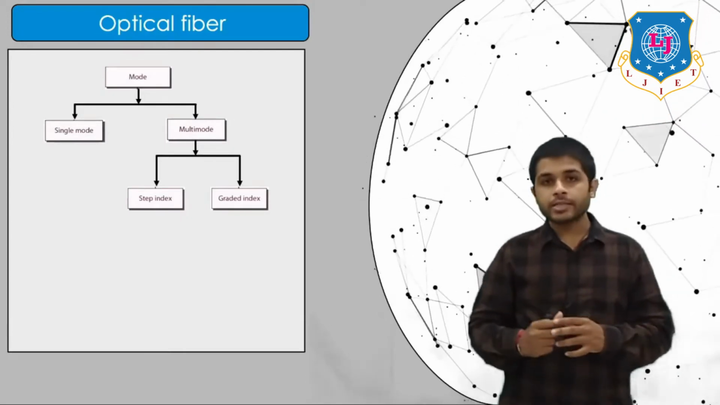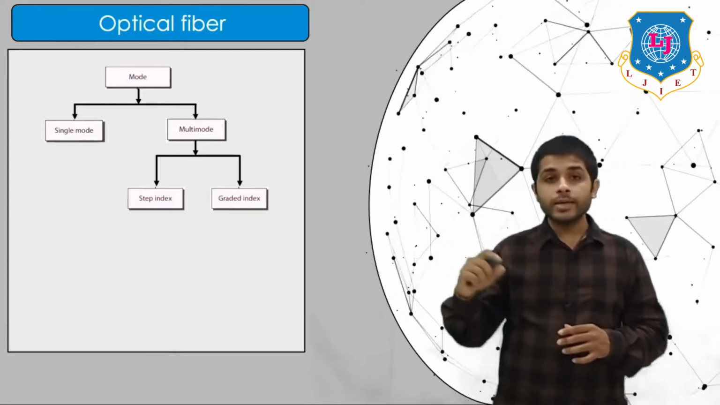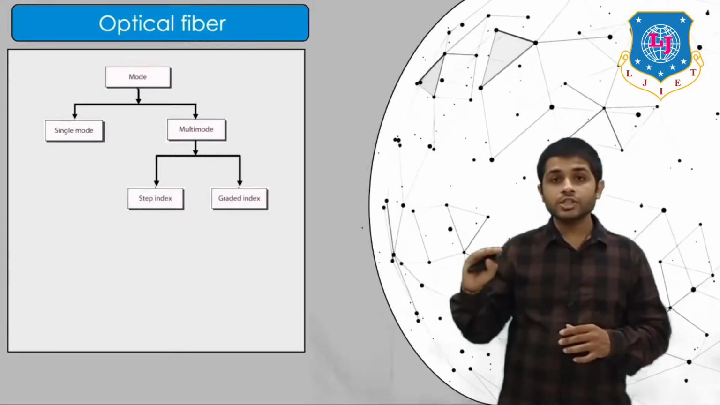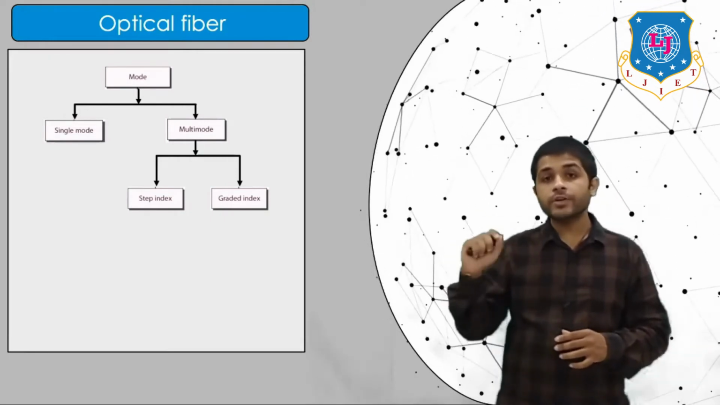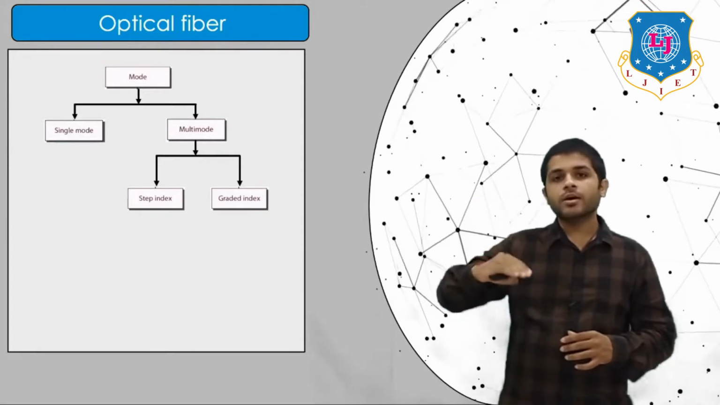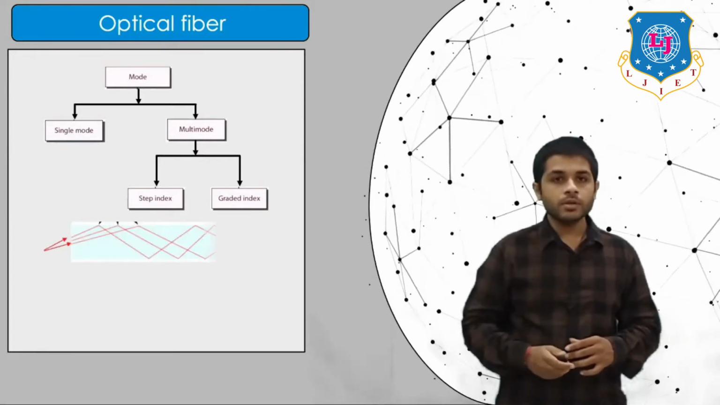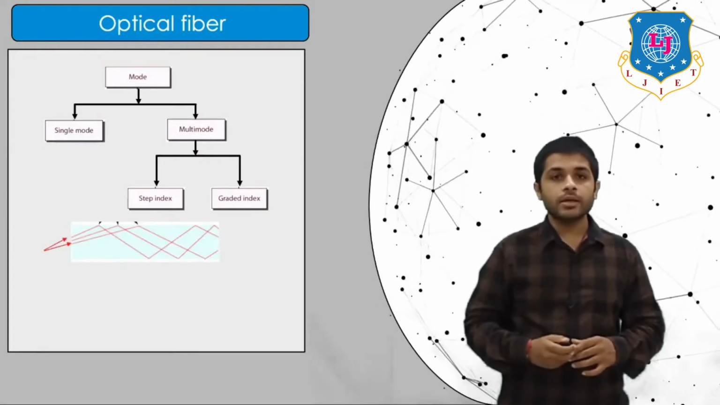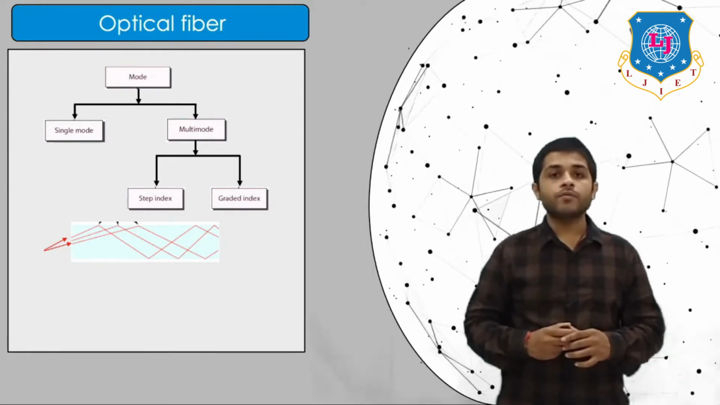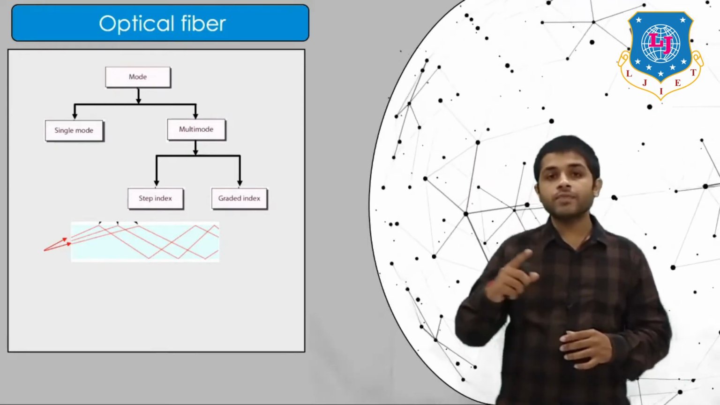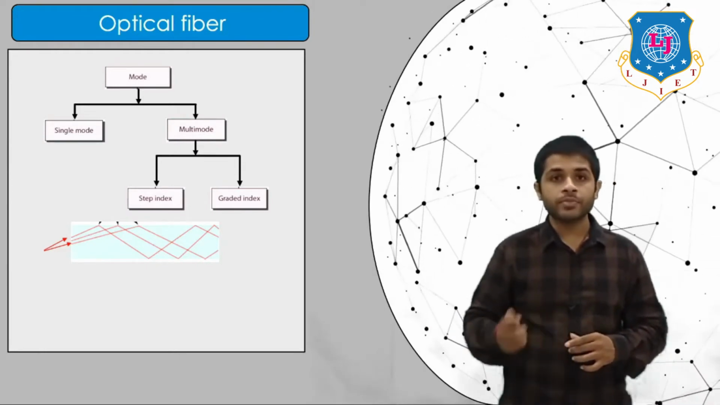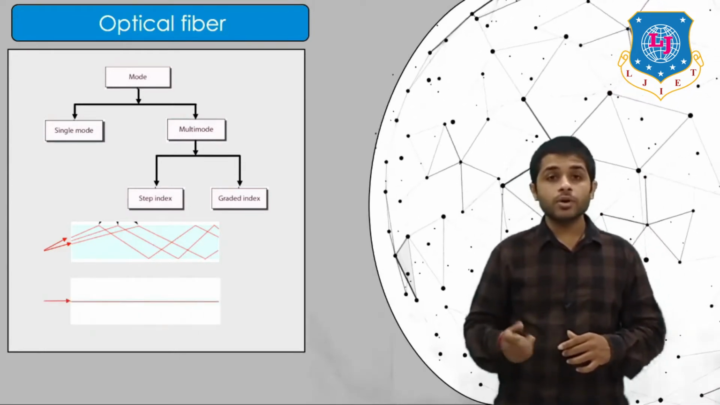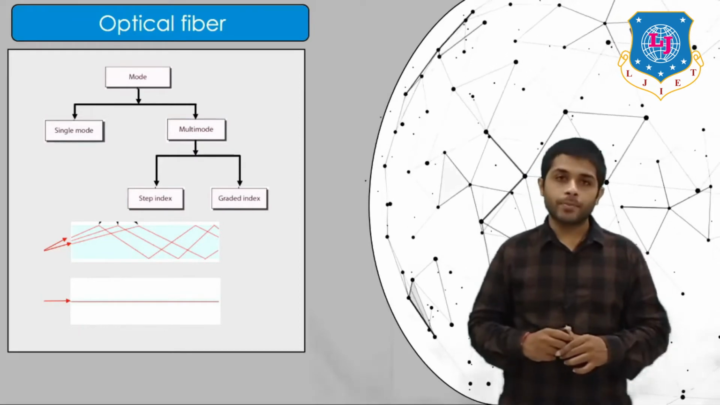In the step index, the refractive index of the glass is changed abruptly, and in the graded index, the refractive index of the glass is changed gradually. In this example, you can see that this is the example of the multimode. So more than one wavelength can transmit, more than one signal can transmit throughout the fiber, but in the single mode, only one signal can propagate.